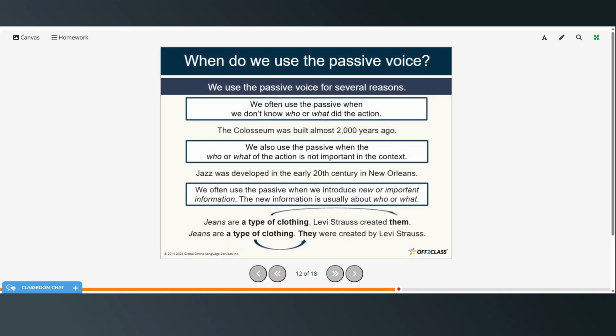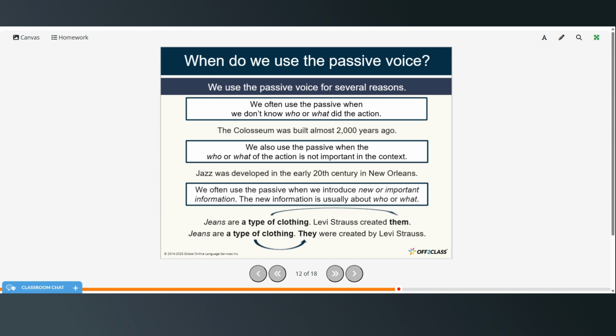And we use the passive voice for several reasons. When we don't know who or what did the action. We also use the passive voice when the who or what of the action is not important in the context. So jazz was developed in the early 20th century in New Orleans. And we often use the passive when we introduce new or important information. The new information is usually about who or what.